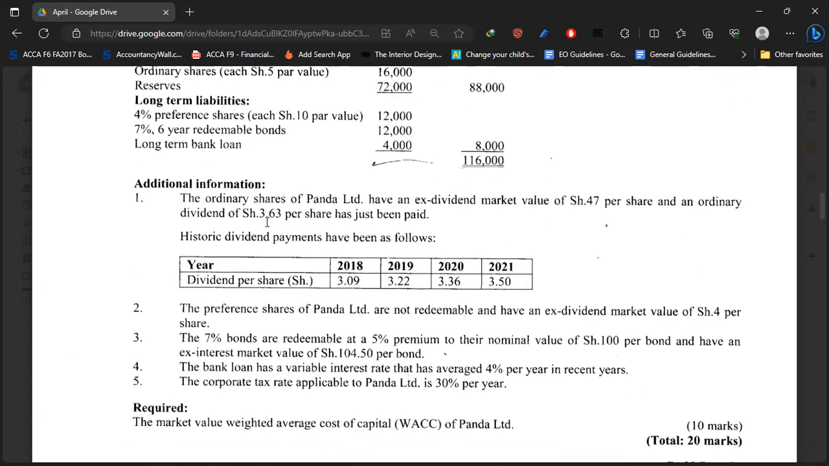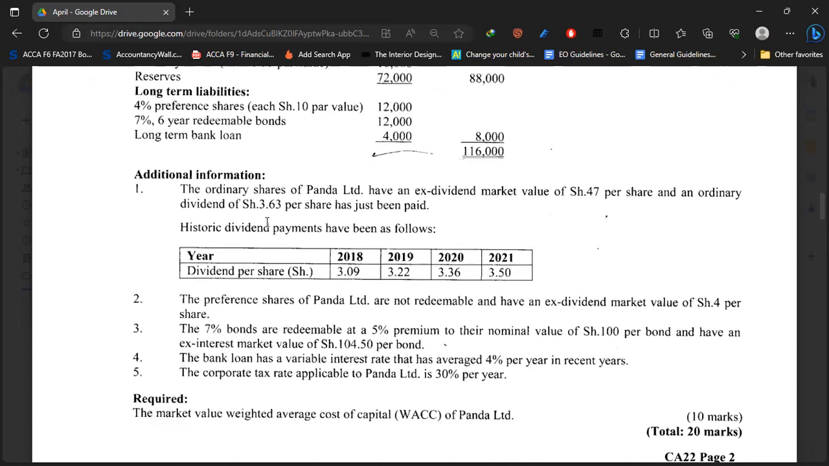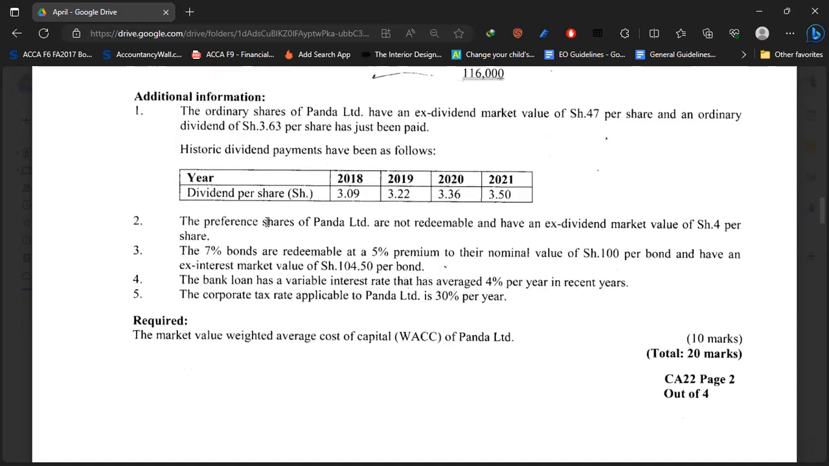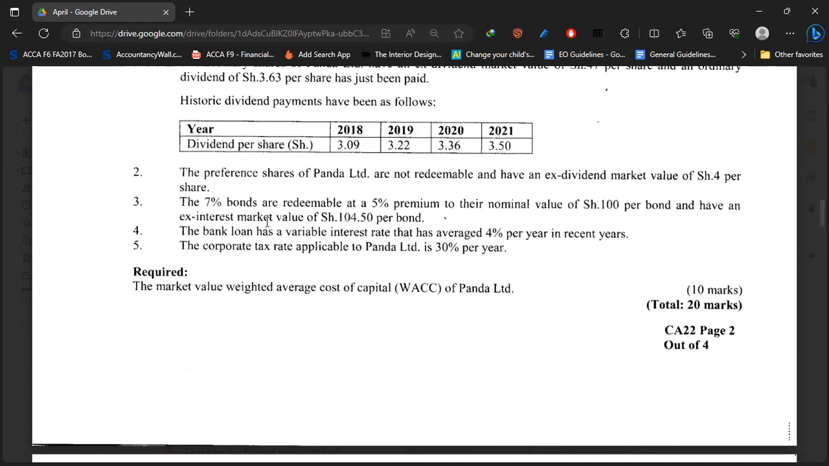Additional information: the ordinary shares of Panda Limited have an ex-dividend market value of 47 shilling per share and an ordinary dividend of shilling 3.63 per share has just been paid. Historical dividend payments have been as follows. Year, dividend per share: 2018, 3.09; 2019, 3.22; 2020, 3.63; 2021, 3.50. The preference shares of Panda Limited are not redeemable and have an ex-dividend market value of 4 shilling per share.